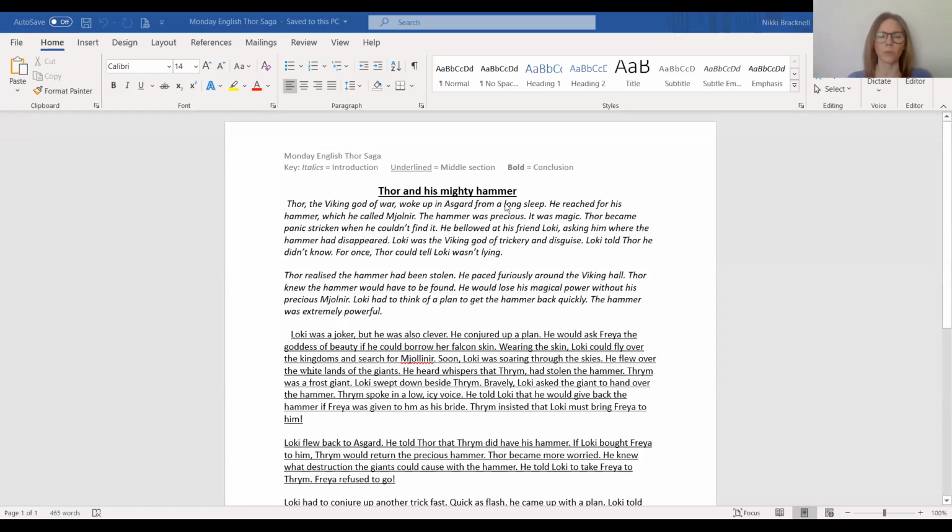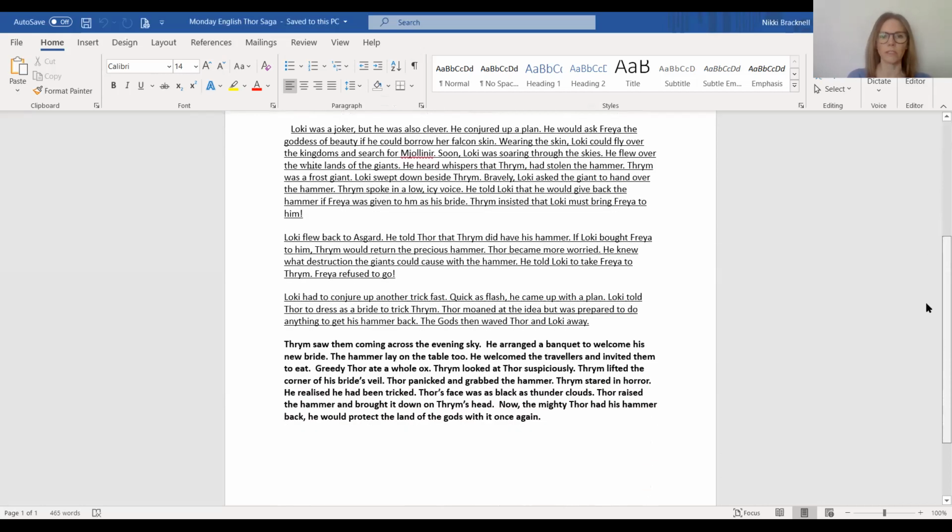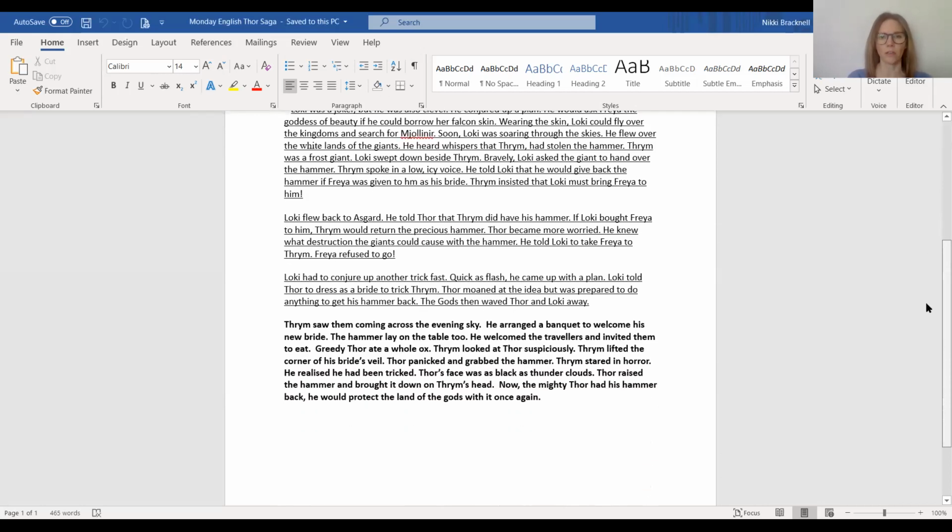Now, this week, because we've already said to you that a saga can be quite a lengthy piece of writing, we're going to be breaking it down. So today you will be writing your introduction, and you can see here that I've highlighted the introduction in italics. Tomorrow, Tuesday, you will be writing the middle section of your saga. So again, the middle section I've underlined, so it's clear the information that you might need for that. And the conclusion you will be writing on Wednesday. And again, I've highlighted the conclusion in bold for you.